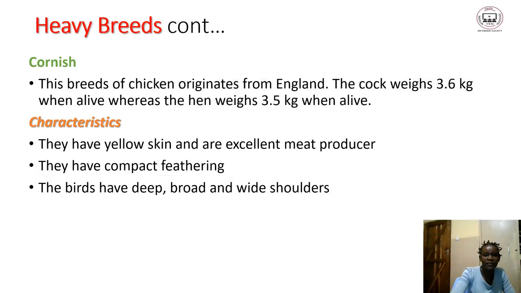Another example of a heavy breed is the Cornish. This breed of chicken originates from England. The cock may weigh 3.6 kgs when alive, and the hen may weigh up to 3.5 kgs when alive. The detailed characteristics of Cornish: they have yellow skin and are an excellent meat producer. They have compact feathers. The birds have deep, broad, wide shoulders.